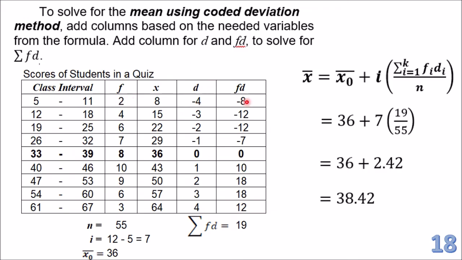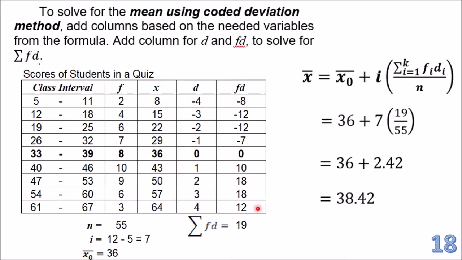And dito yung result niya. So, that's 2 times negative 4 is negative 8. 4 times negative 3 is negative 12. 6 times negative 2, negative 12. 7 times negative 1 is negative 7. 8 times 0 is 0. And so on hanggang sa 3 times 4 is 12.